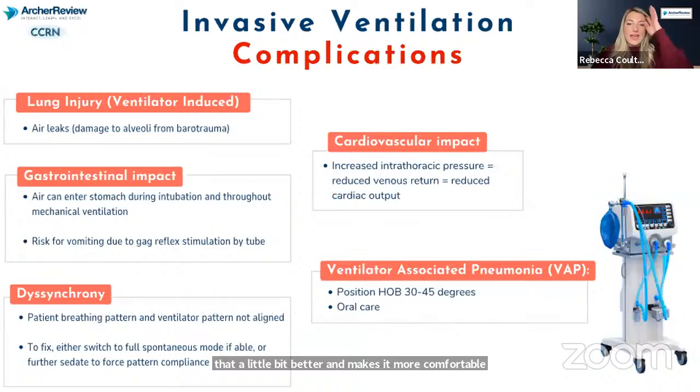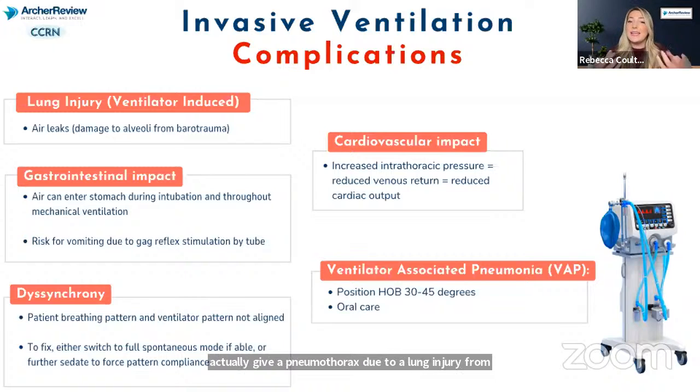Now, what are some complications of invasive ventilation? We can have lung injury, ventilator-induced lung injury. This is where we cause damage to the alveoli, typically from barotrauma, and air is then going to leak out of the alveoli, typically into that pleural space. We can actually give a pneumothorax due to a lung injury from the ventilator.